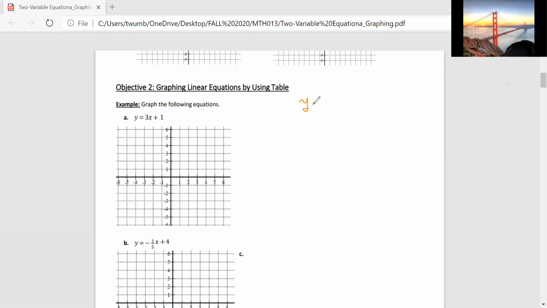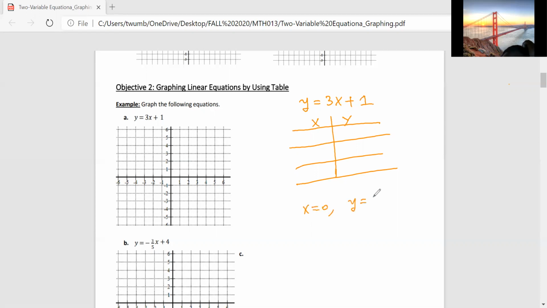I have y = 3x + 1, right? I'm going to make a table, x and y, and I'm going to assume values. I'm going to assume a value for x and then find the value for y. Basically, if I say x is 0 and I put it here, then y will be 3 times 0 plus 1. Because 3 times 0 is 0, I add 1, it is 1. So when x is 0, my y value is 1.